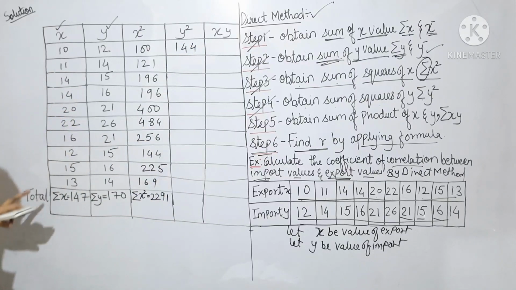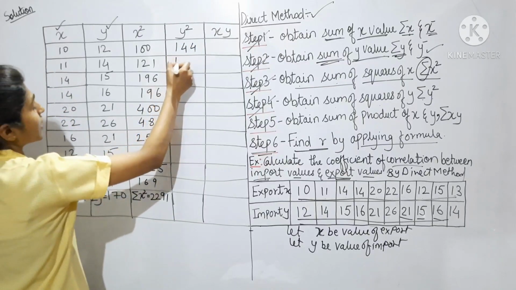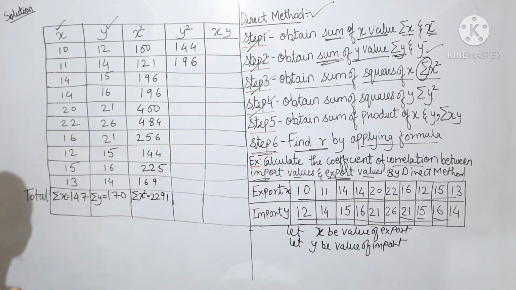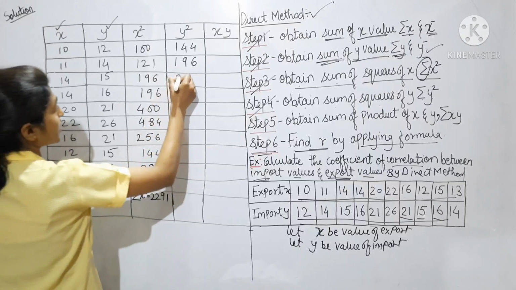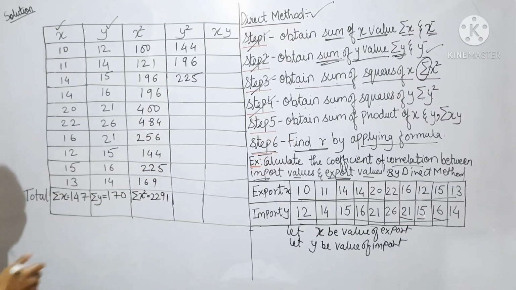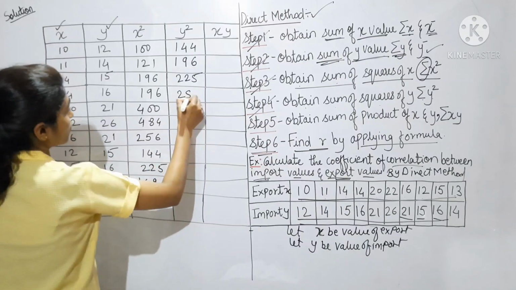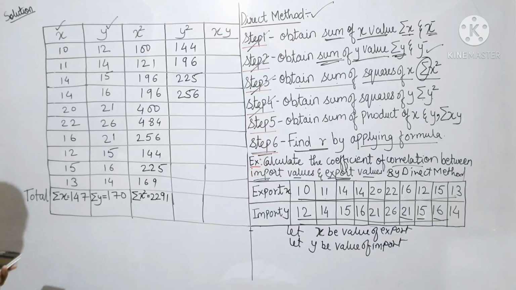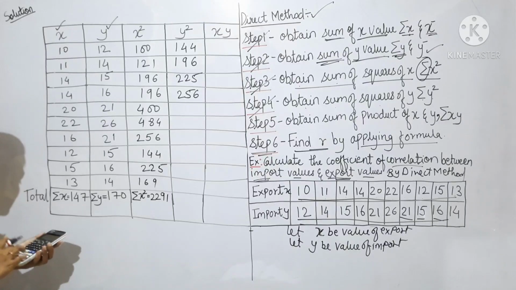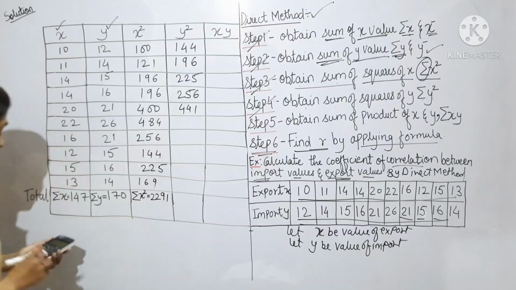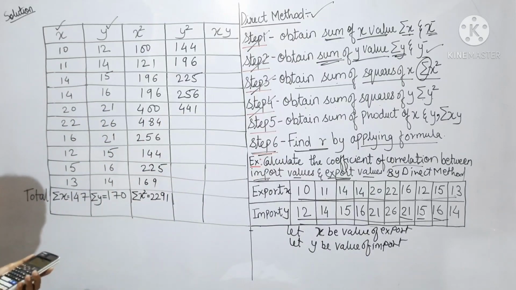144. Square of 14 is 196. Square of 15 is 225. Square of 16 is 256. Square of 21, 441. Square of 26, 676.